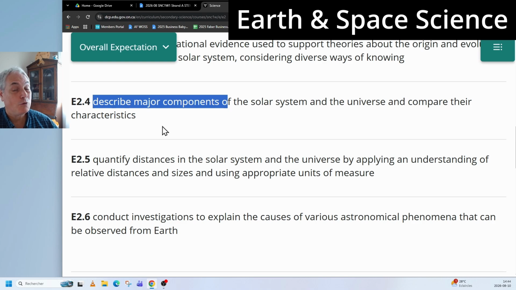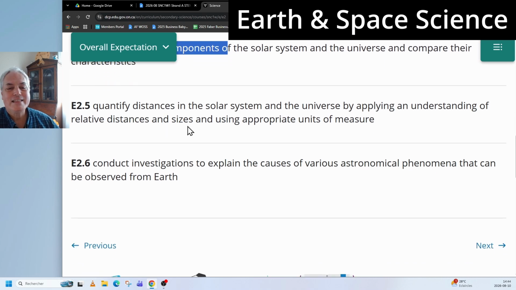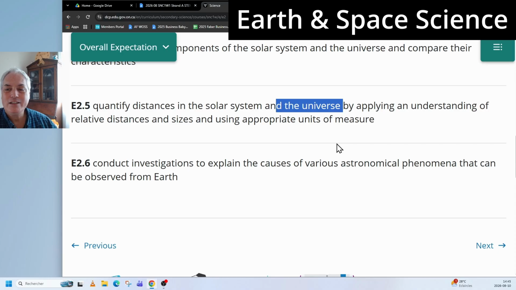We describe major components of the solar system and the universe and compare their characteristics. Very similar to what they do in grade 6, and I'll have a quick look in a moment. Quantify distances in the solar system, so here with astronomical units, and the universe, looking at light years, by applying the understanding of relative distance and sizes and using the appropriate units of measure.